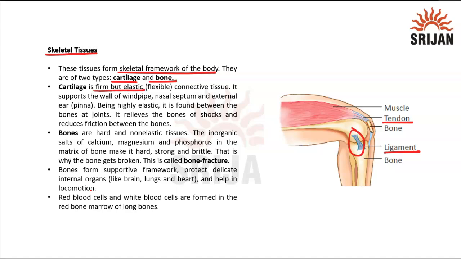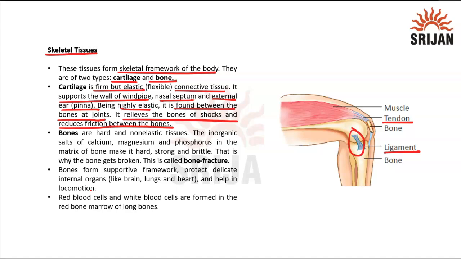So cartilage is a firm but elastic type of connective tissue. It supports the wall of the windpipe, nasal septum, and external ear pinna. Like these are the places where you will find them. Since they are highly elastic, it is found between the bones and at joints as well sometimes. Okay, to give elasticity to the bones, it relieves the bones of shock and reduces friction between the bones as well. Again, because they're elastic, that is why they're able to disperse the shock and also reduce the friction.